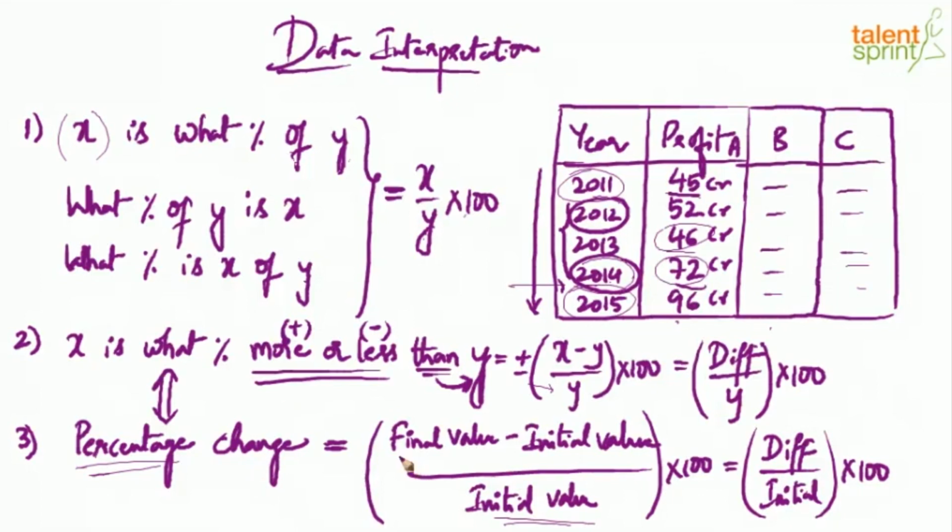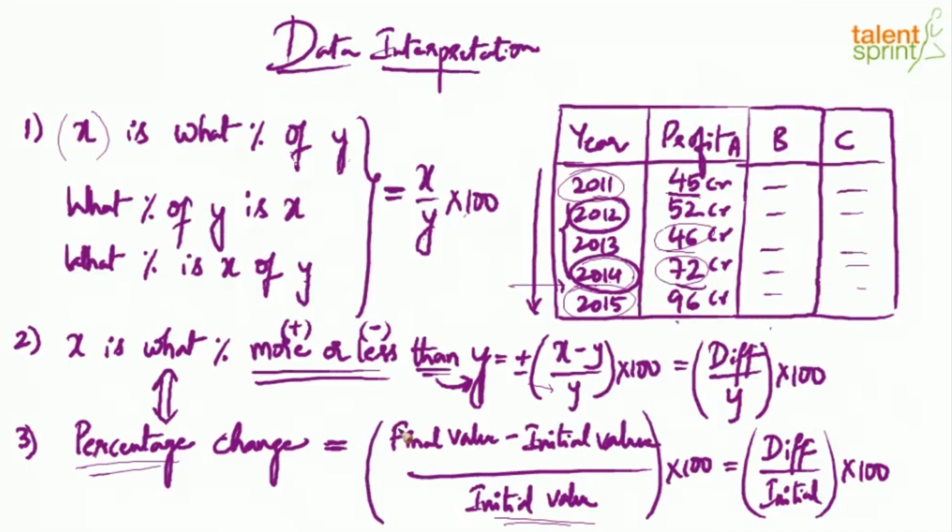So there, you better remember it as final minus initial by initial into 100, so that you don't get confused as to what is Y. Right? Y here in this case is the initial value. Change is always with respect to initial value. Whenever you are measuring a change, it should always be with respect to initial value. Clear?